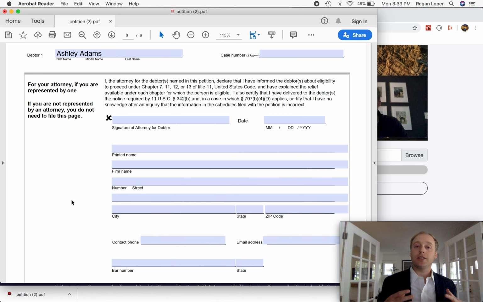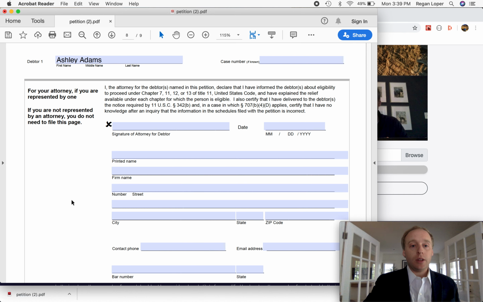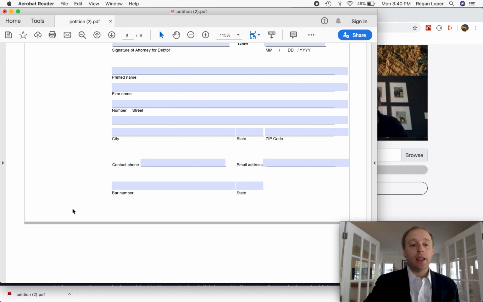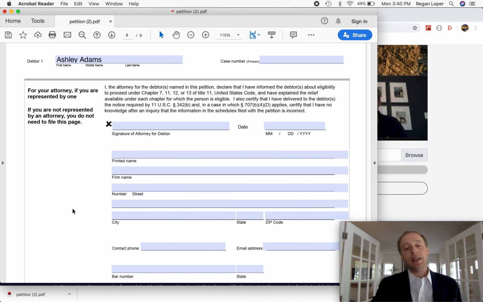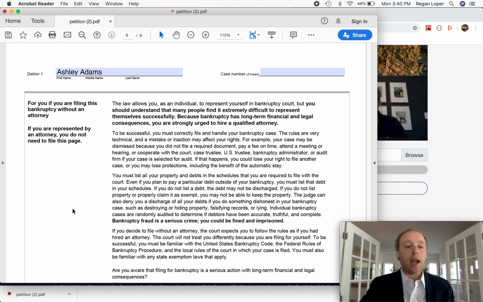In our case, on this website, you're probably not going to be using an attorney. Maybe you are, but you're probably not. So typically you would have this whole section left blank. You don't actually have to include this in your filing. The way our website generates the forms is that this page will be included. It'll just be blank.